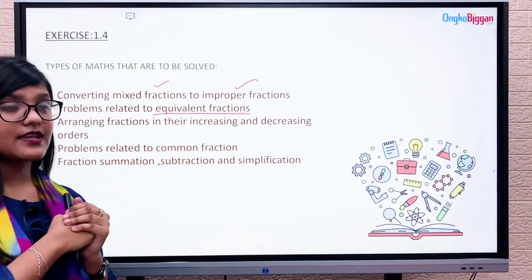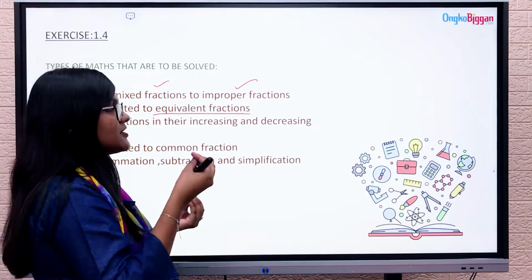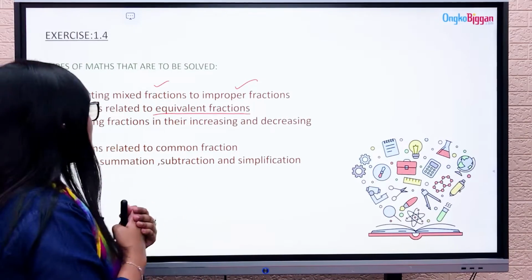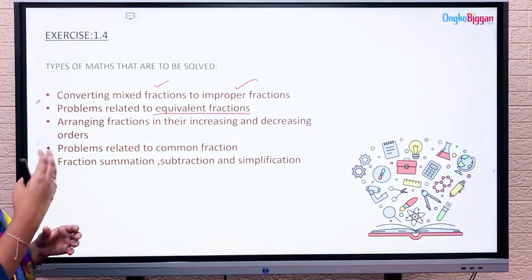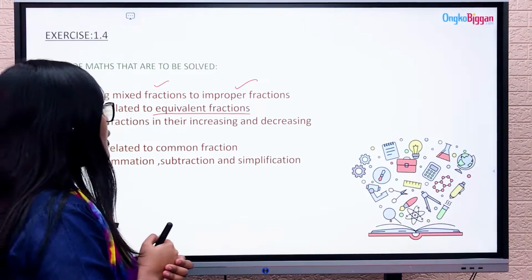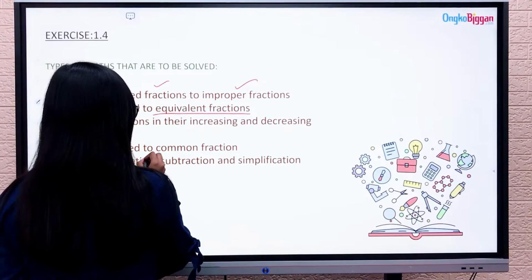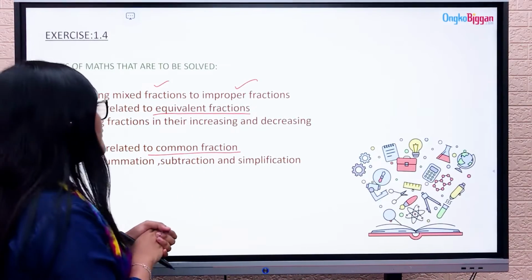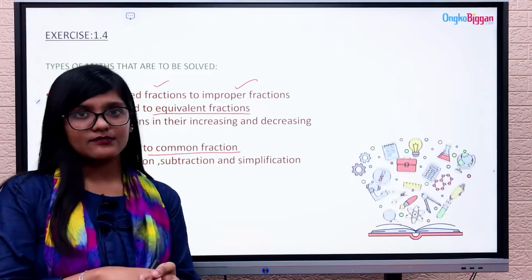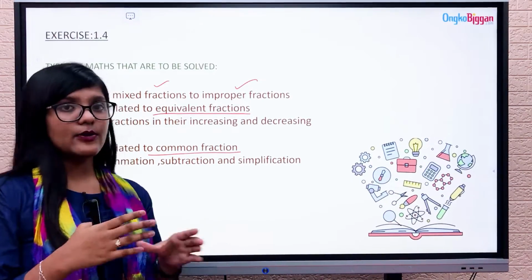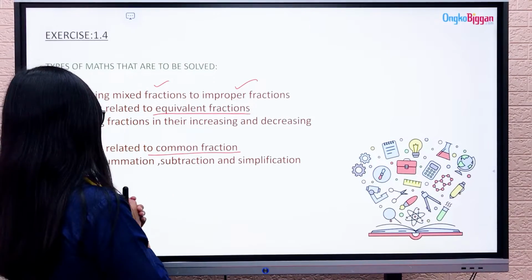So mixed fraction, improper fractions, equivalent fractions, arranging fractions in their increasing and decreasing orders. That means here we will learn which fraction is larger than another fraction, and we will arrange them in their descending or ascending order. Then problems related to common fraction. That means here in this total chapter we will talk only about common fraction. Basically, fraction is of two types, one is decimal and another one is common fraction, but in this exercise we are only going to discuss common fraction.